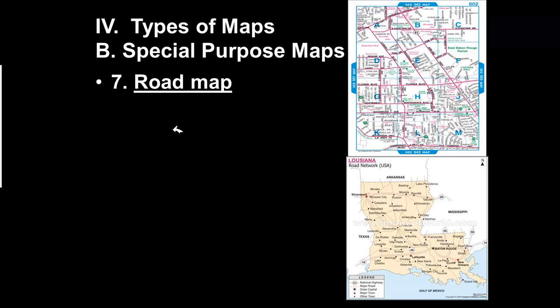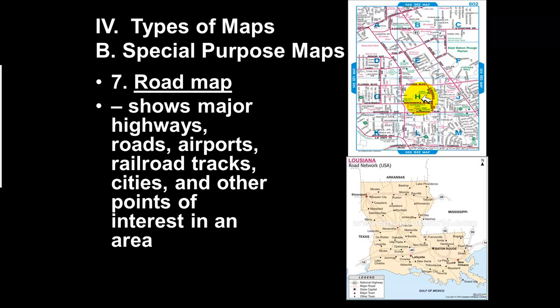Number 7 is an oldie but goodie, the one we are probably most familiar with as far as special purpose maps, and that is the road map. Road maps, or really transportation mode maps, show the major highways, roads, airports, railroad tracks, cities, and other points of interest in an area.